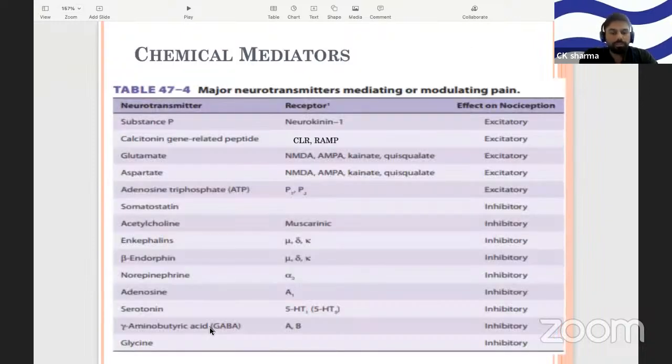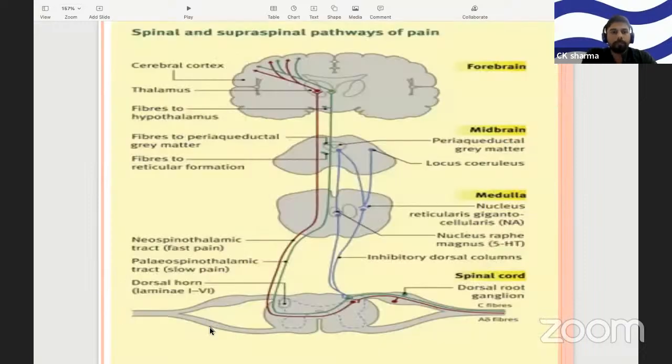So these are the different chemical mediators. Excitatory ones are substance P, calcitonin gene-related peptide, glutamate, and aspartate, while inhibitory ones are acetylcholine, enkephalins, beta endorphins, norepinephrine, GABA, etc.